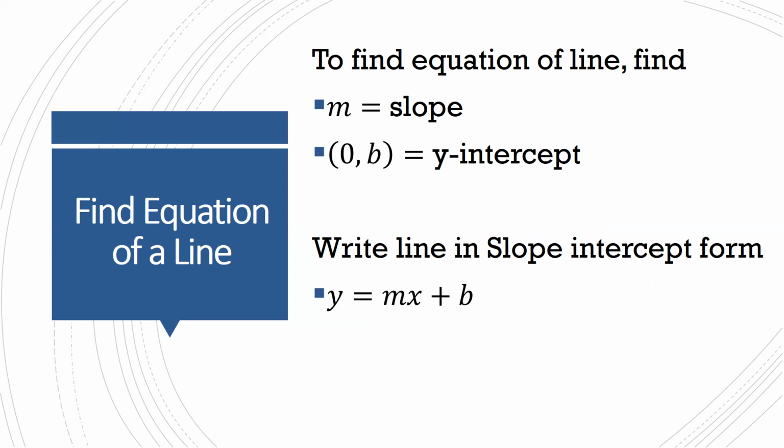If we're going to find the equation of a line, we first find the slope, and then we find the y-intercept. In other words, we find the m, and we find the b, and then we simply write the equation of the line in slope-intercept form as y equals mx plus b with the specific m and the specific b that we've just found.